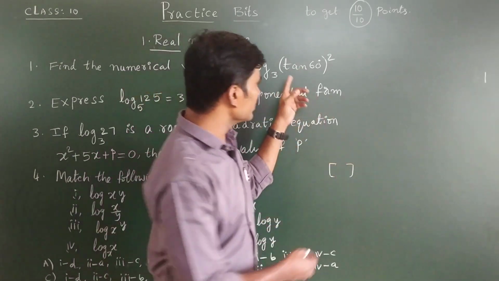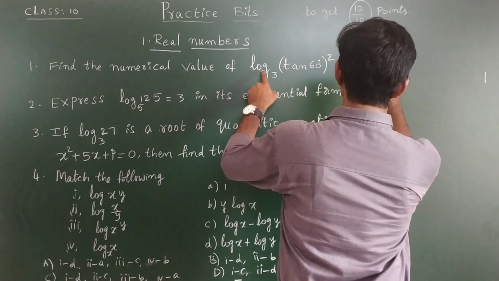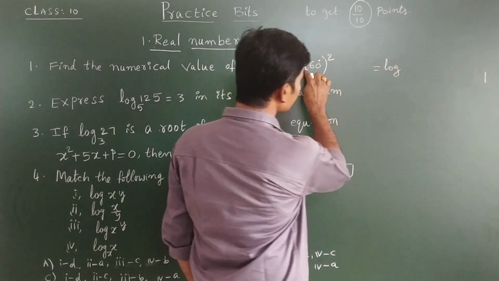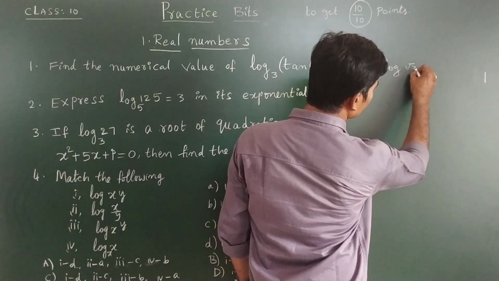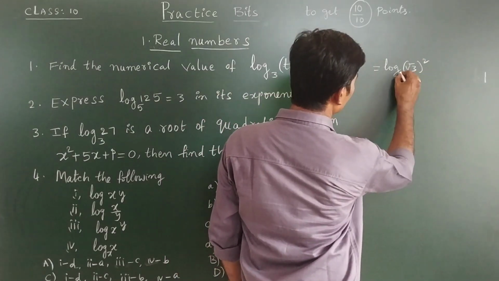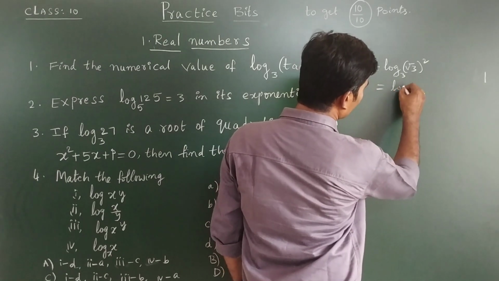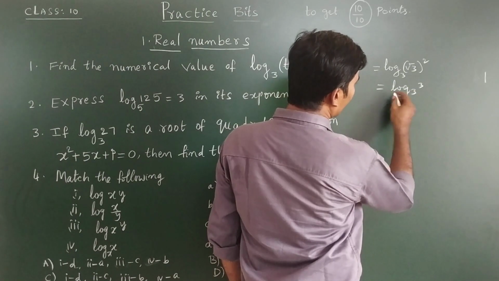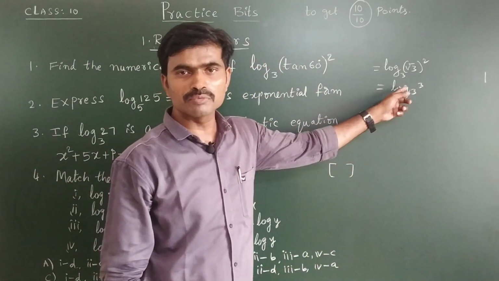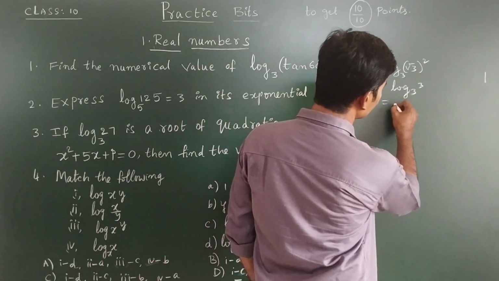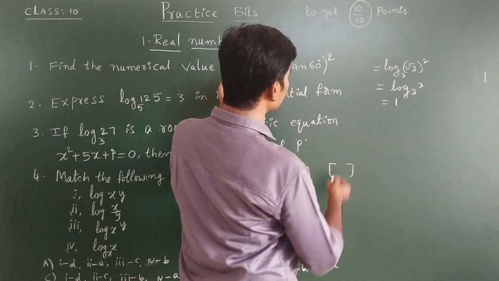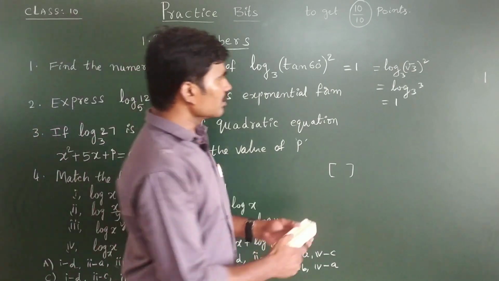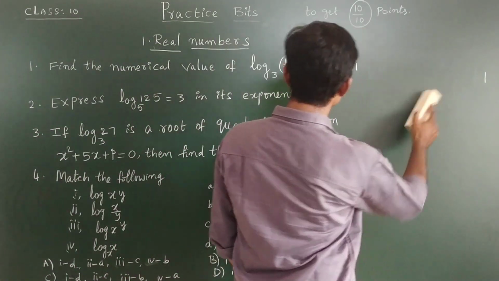Tan 60 value is root 3. So root 3 whole square base 3. So the value is log root 3 whole square means 3, 3 base 3. It is in the form of log a base a. So we will get 1. So this value is 1. So this is the way to do the bits.